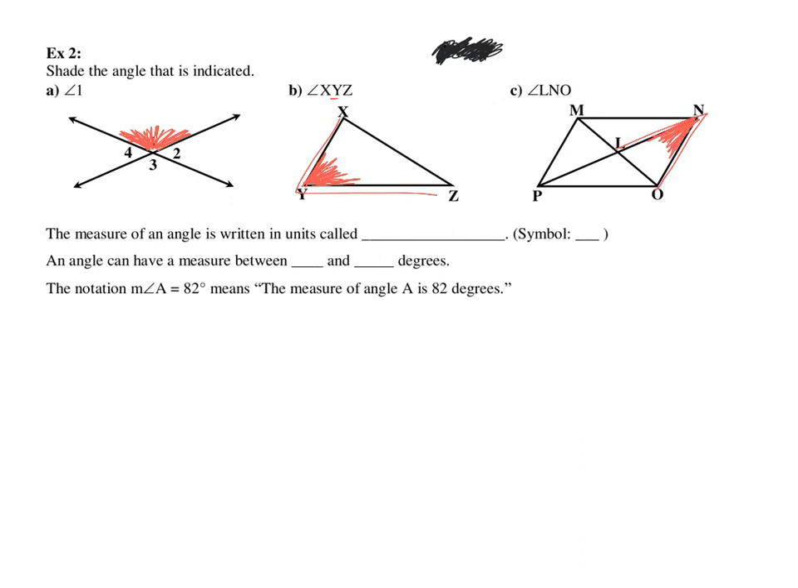Okay. The measure of an angle is written in units called degrees. And then you have the little tiny circle, which is the symbol for degrees. An angle can have a measure between 0 degrees and 180 degrees. The notation here means the measure of angle A is equal to 82 degrees.